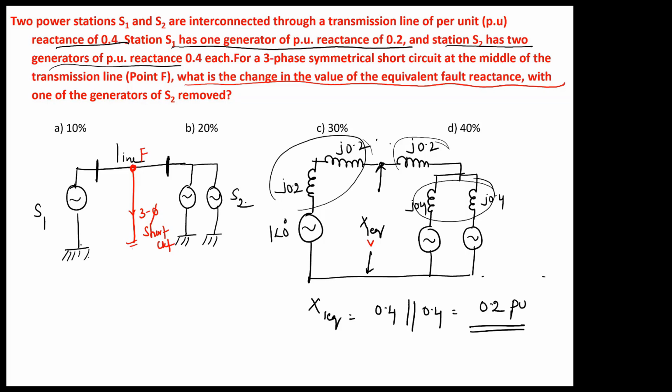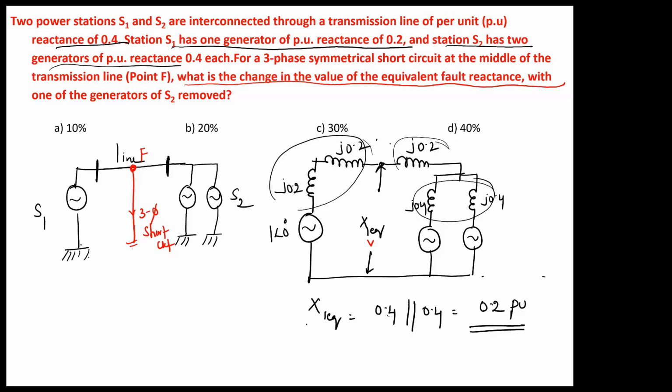First, these two are in series, so it becomes 0.4. These two are in parallel, so it becomes 0.2. Again, 0.2 plus 0.2 is 0.4. Again, both are in parallel, so it becomes 0.4 in parallel with 0.4, which is 0.2.